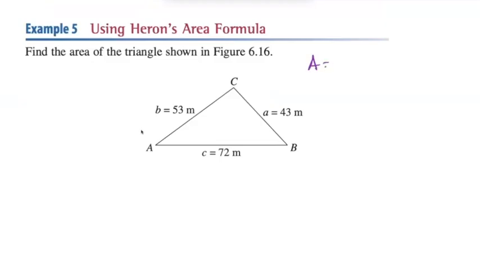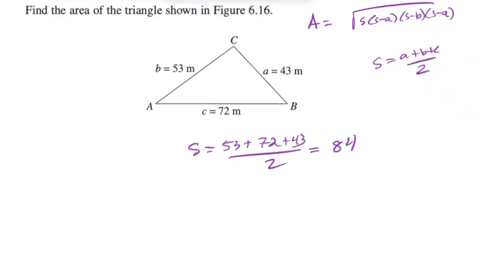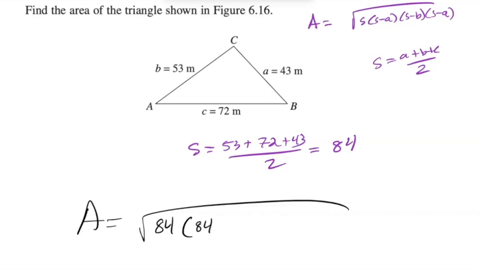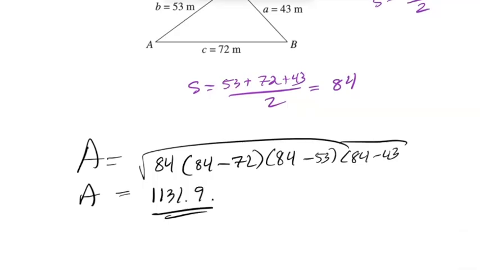Heron's formula is square root of s, s minus a, s minus b, s minus c, where s is a plus b plus c divided by 2. First, let's find out what s is. 53 plus 72 plus 43 divided by 2 gets me 84. And now that we have s, we can plug it all into our formula to get the area, which is going to be 84. 84 minus 72. I'm just going to go one by one. 84 minus 53. And 84 minus 43. And all we're going to do is type that into our calculator to get an answer. And we get 131.9 meters squared is the area.